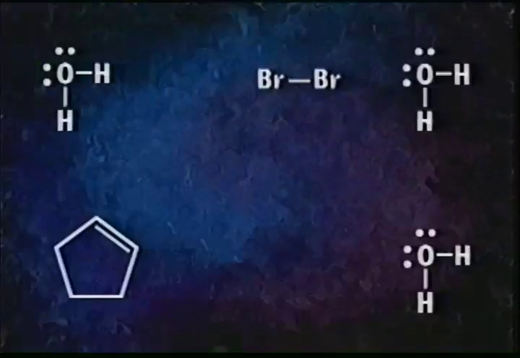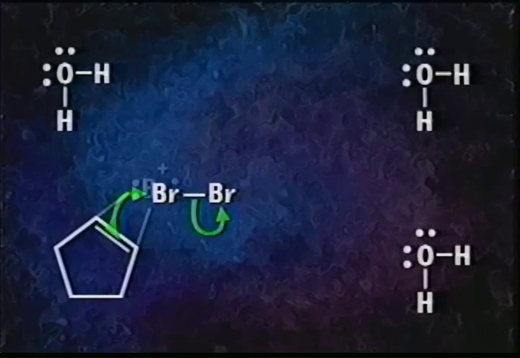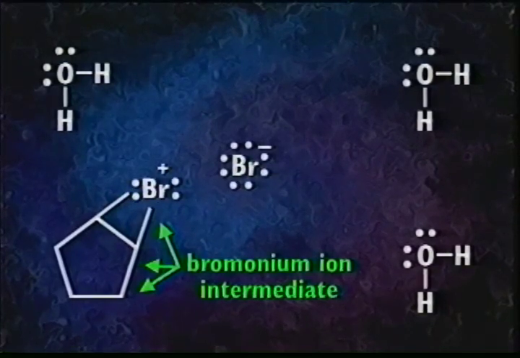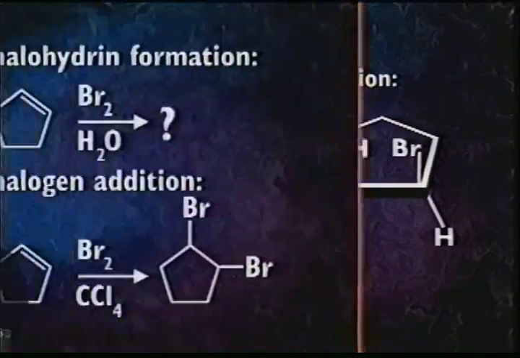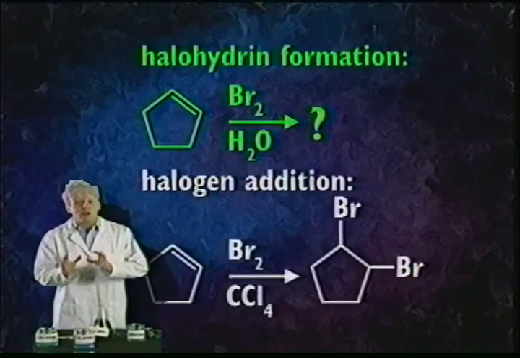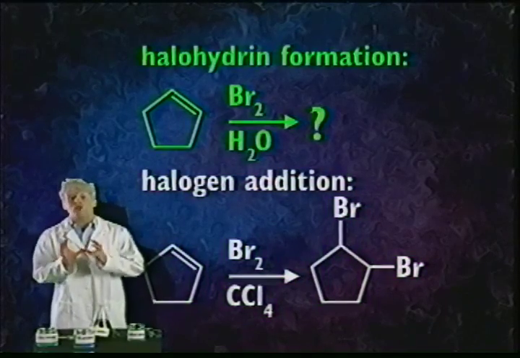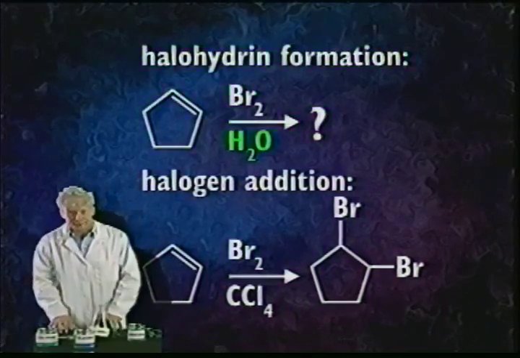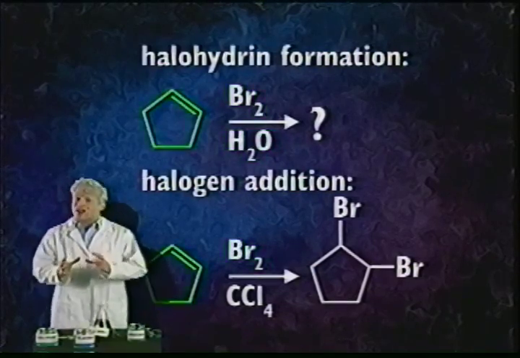The reaction even starts exactly the same way. The bromine molecule moves in towards the alkene, and one of the bromine atoms bonds to carbons 1 and 2 of the double bond. And now we have a bromonium ion intermediate, exactly like we did in the halogen addition reaction when we added Br2 to cyclopentene. The only difference between this reaction and the halogen addition reaction is that the halohydrin formation reaction takes place in water. The other reactants are all still the same. They're just Br2 and cyclopentene.